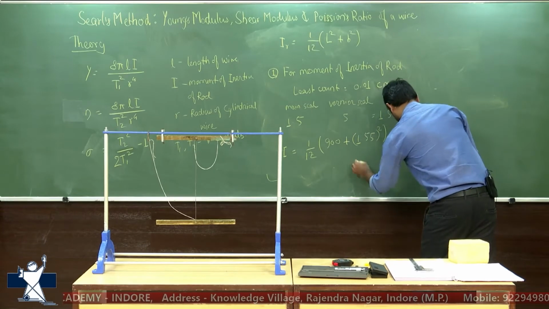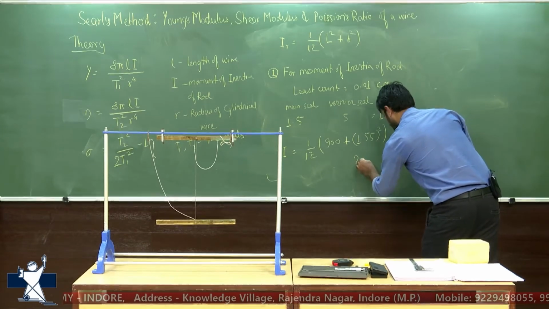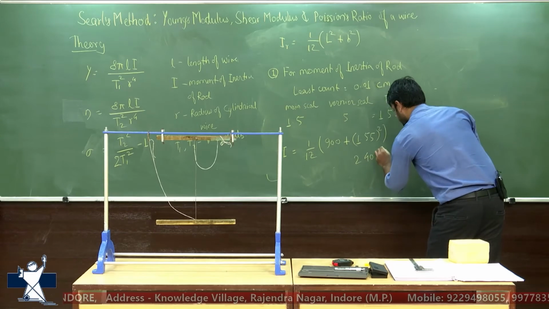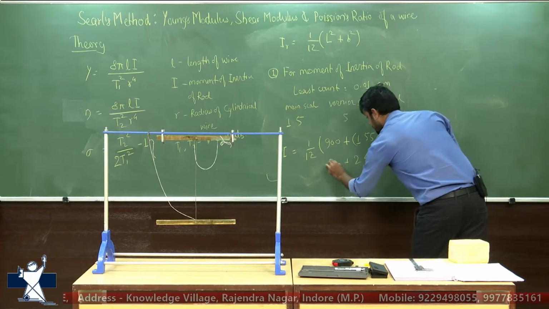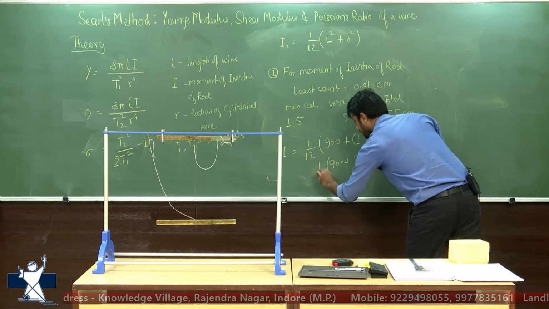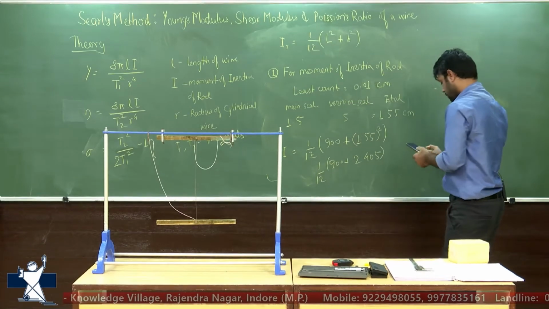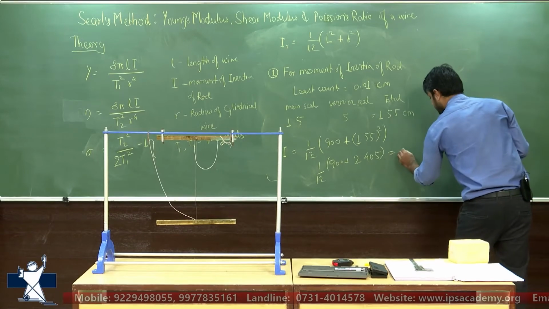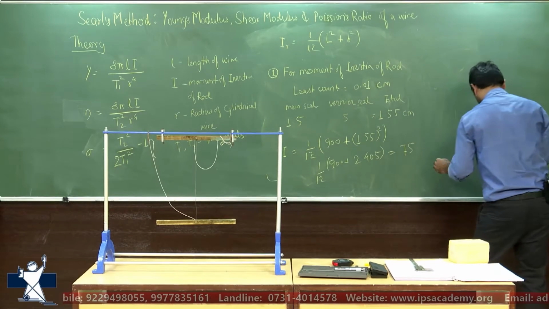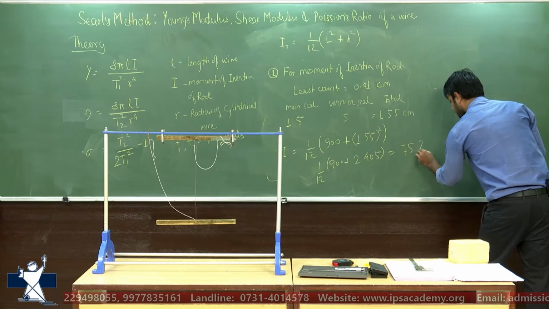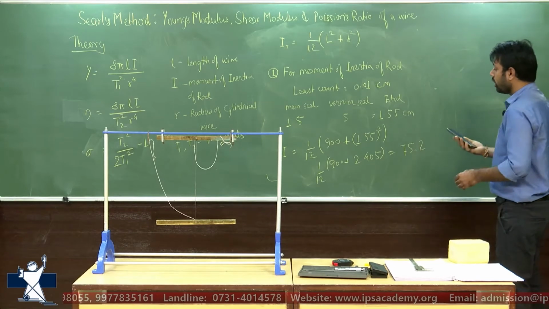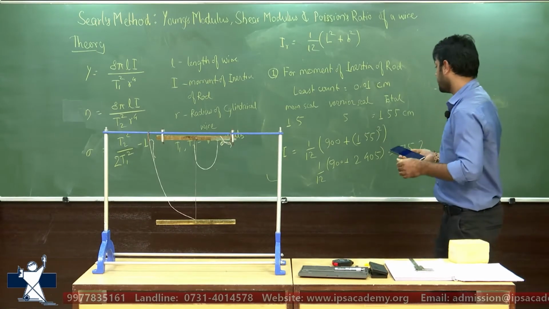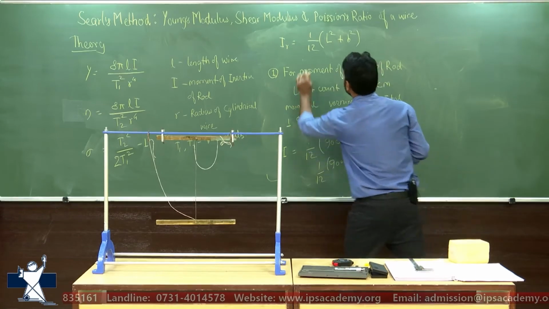so the value will be 2.405 plus 900, divided by 12. So the moment of inertia will be, so this comes out to be 75.2, and we always need, sorry, there's mass also.